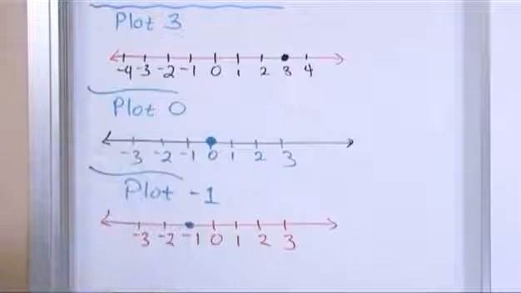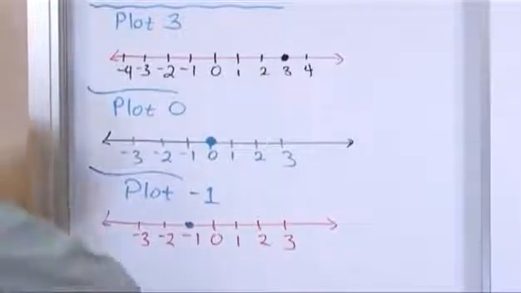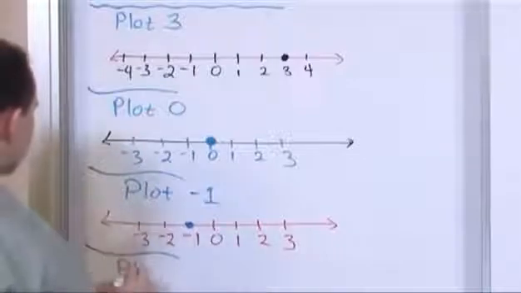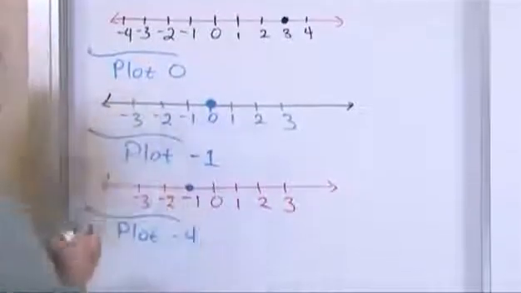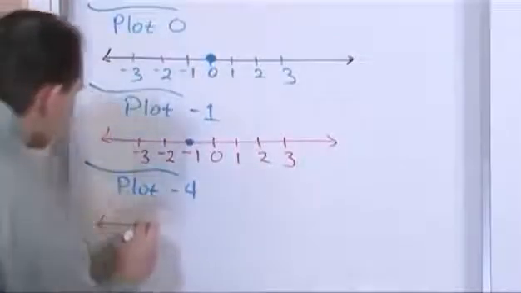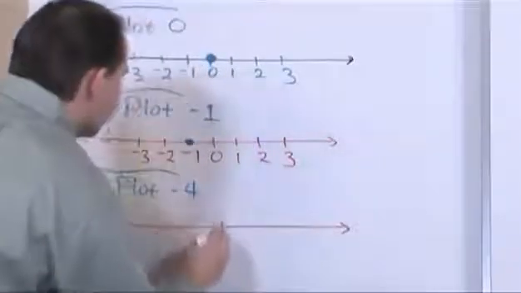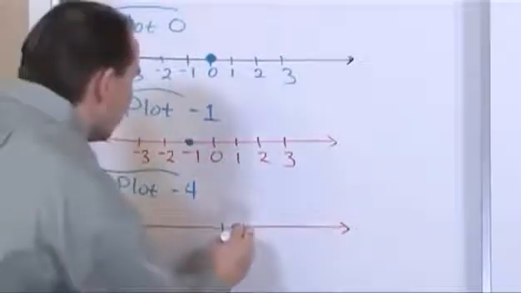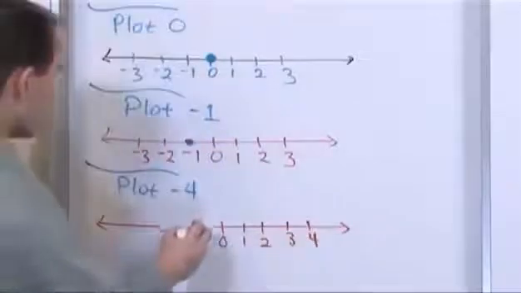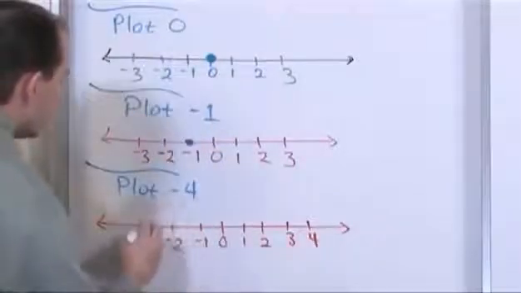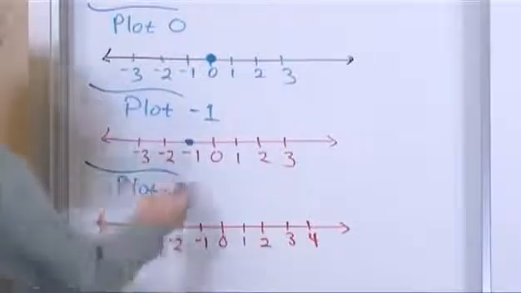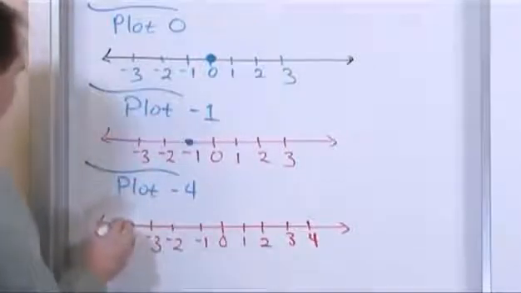Okay? And then finally, just to give you one more example here, what if we're going to plot -4 on the number line? Then we would have it like this. 0 is always in the center. 1, 2, 3, 4 goes on and on forever. -1, -2, -3, -4 goes on and on forever. And of course, -4 is the one way over here.